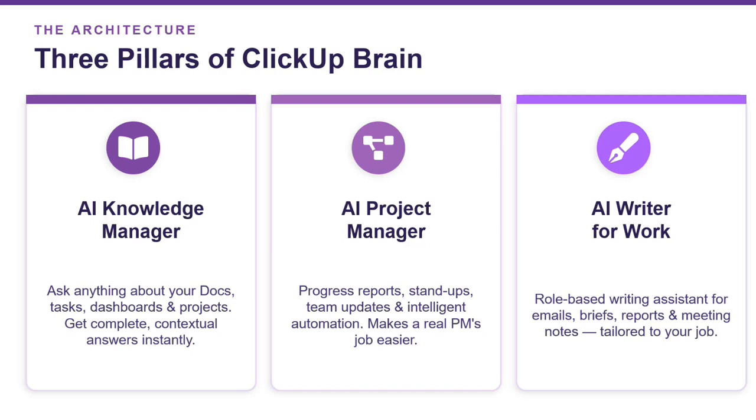On the right-hand side is the AI Writer for Work. This is your writing assistant. It helps you with emails, briefs, reports, and meeting notes. It can adjust the tone based on your role. Think about a task you did this week. Which of these 3 would help you the most in your tasks?